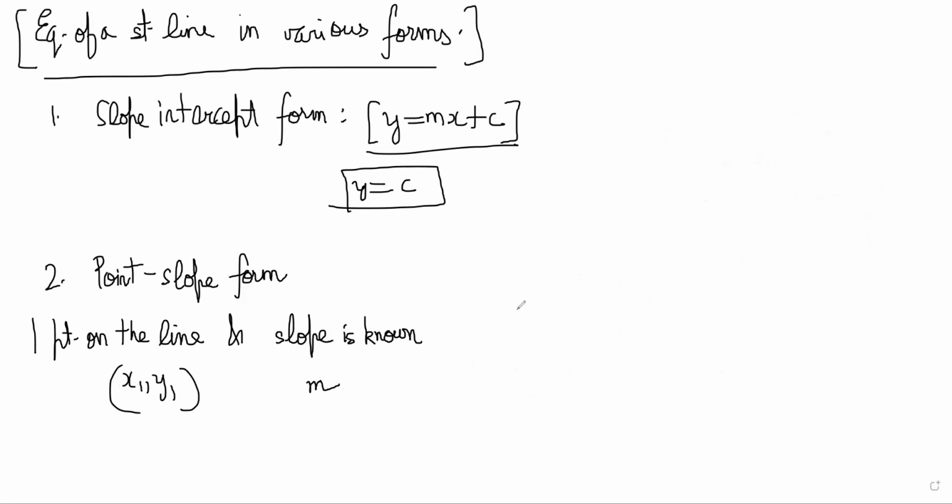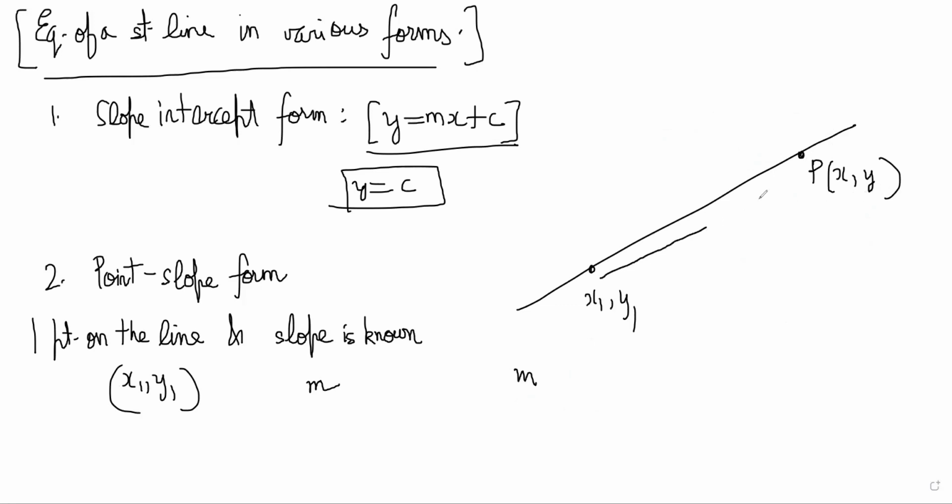You can say that if the line is like this, and the point is x1 comma y1 and slope is known as m, then take a random point on the line, (x, y). You can always say that the slope between these two must be equal to m, no?